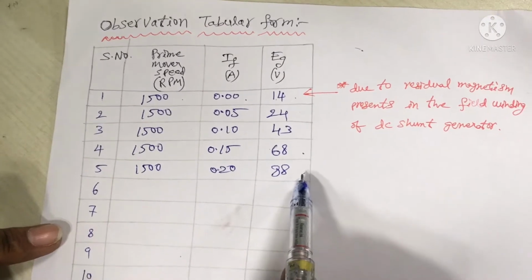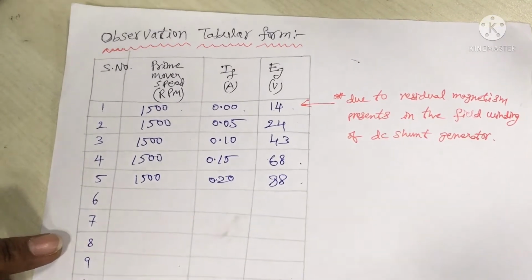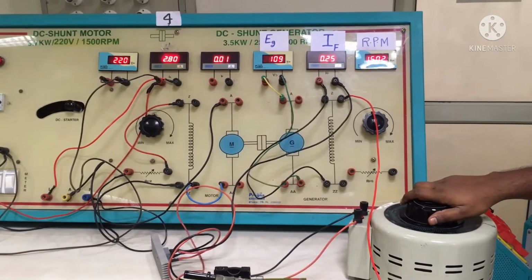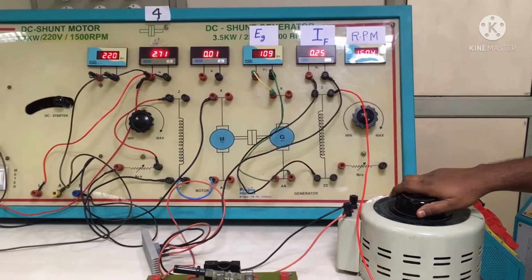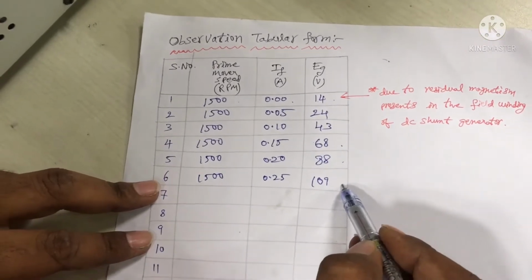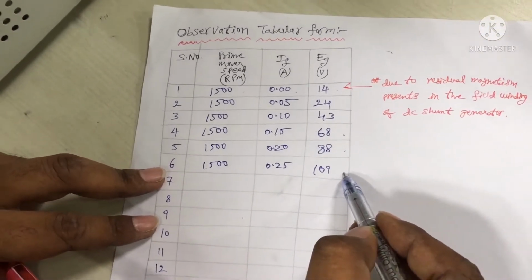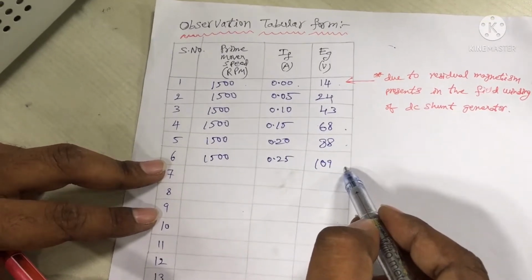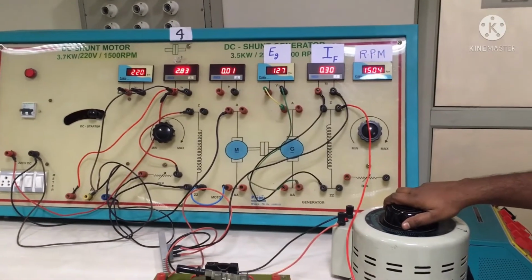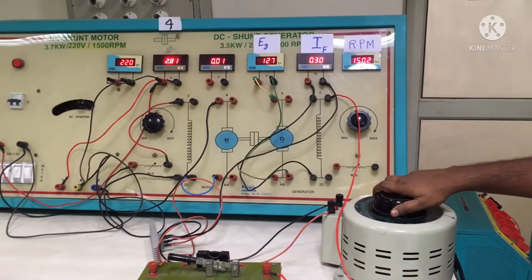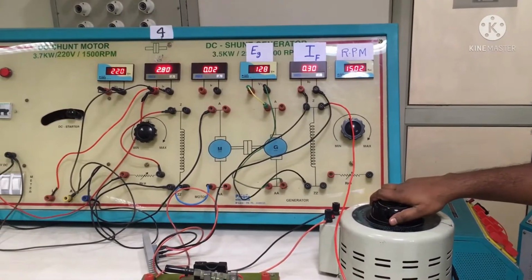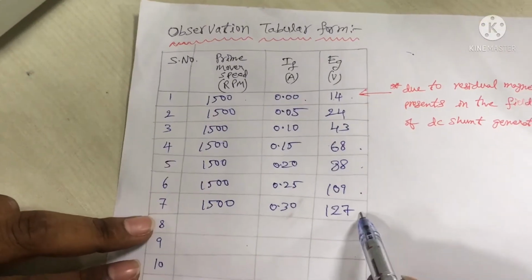Again, we are going to increase the field winding current. We have increased the field winding current to 0.25 amperes. At this condition, voltage across the armature winding terminals is 109 volts. We have noted down the values here. Again, we are going to increase the field winding current. We have noted down the values here.